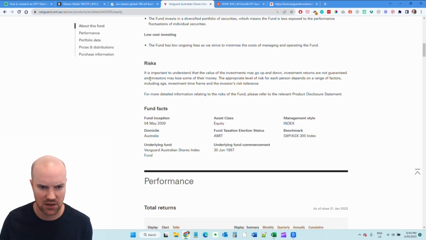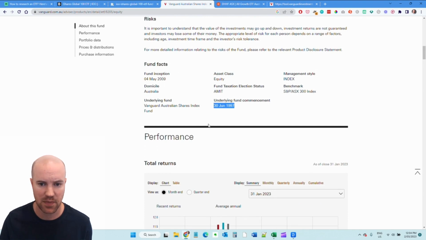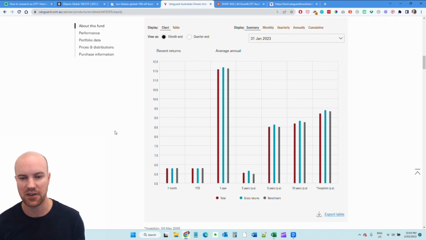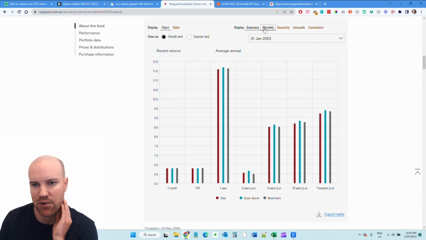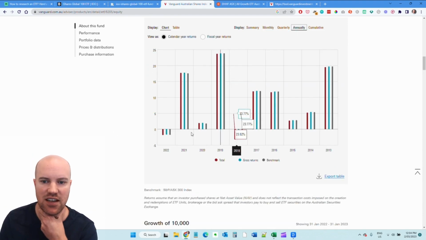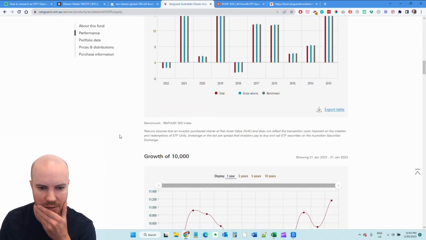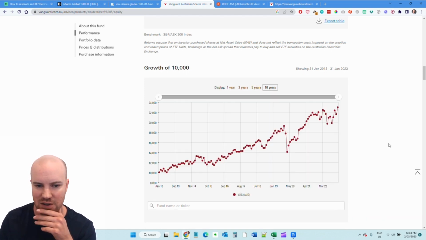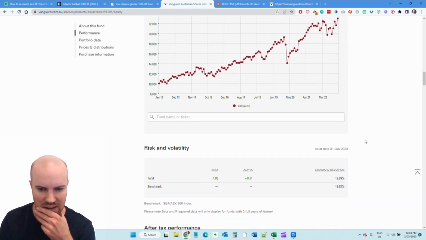Then you just scroll down, you've got fund facts. It was launched in 2009. The fund that it's based off has been around since 1997, so a long, long time. And then the chart, and you can see it's different here to iShares. It's just a design. So, you can have a play again with all the different returns and see how it all looks for yourself. Again, you're just looking, going from bottom left to top right, which is what I like to see, especially over the long term. Great. 10 grand would have turned into 22 over the last 10 or so years.